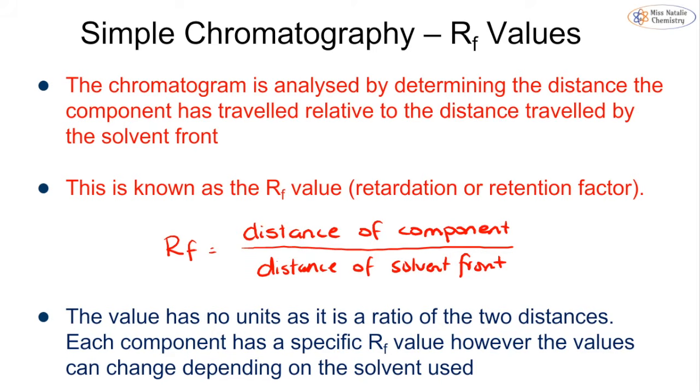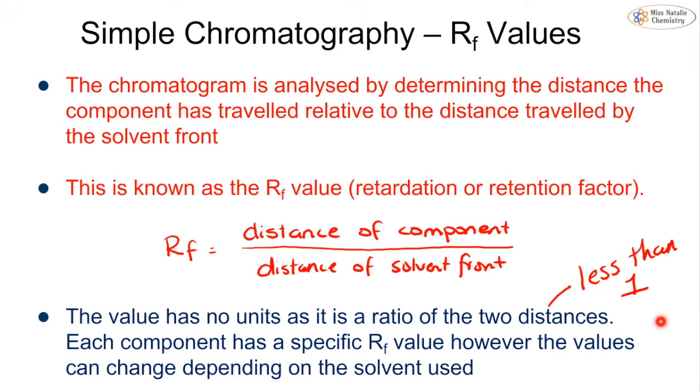Now, this has no units because it is just simply a ratio of the two distances, and one other very important thing, it must always be less than 1, because the solvent front will always move further than the component. So if you get an RF value that is above 1, you've done something wrong and you should go back and check. And every component will have a specific RF value that we can then compare to.